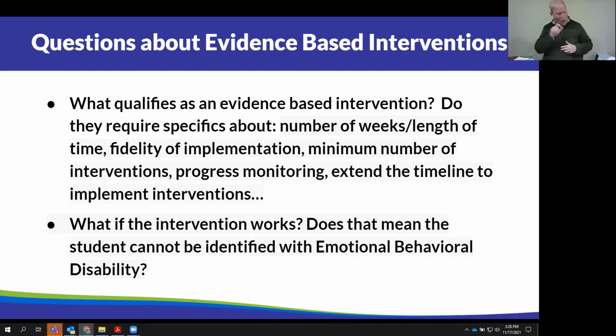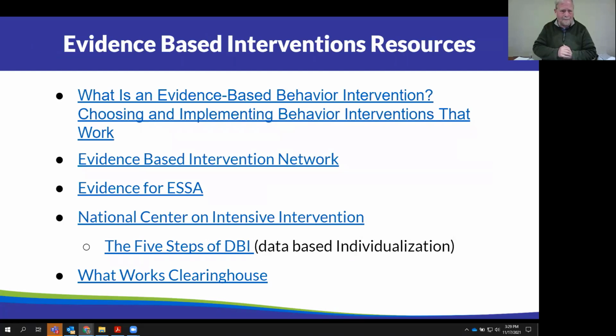That's kind of just RTI or PBIS 101. So here are some resources for looking into evidence-based interventions. There are three main go-to resources for me anyway: Evidence for ESSA, the Evidence-Based Intervention Network from the University of Missouri, the National Center on Intensive Intervention, which I already mentioned, and the What Works Clearinghouse. So here are some resources for you to dig even deeper into evidence-based interventions.